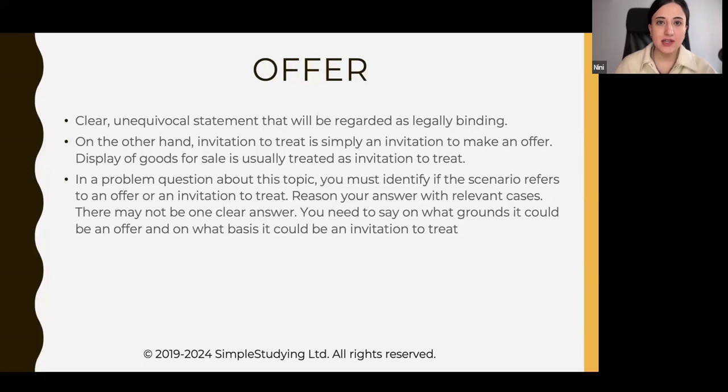In a problem question, you will most likely be asked to differentiate what's the difference between the offer and an acceptance and provide critical analysis on the facts of the case. Do you have an offer or do you have an invitation to treat? You have to provide analysis by reference to the relevant cases. So you have to cite the relevant cases about invitation to treat, relevant cases about offer, and then conclude what is the most likely outcome. Is it going to be an offer? Is it going to be an invitation to treat?